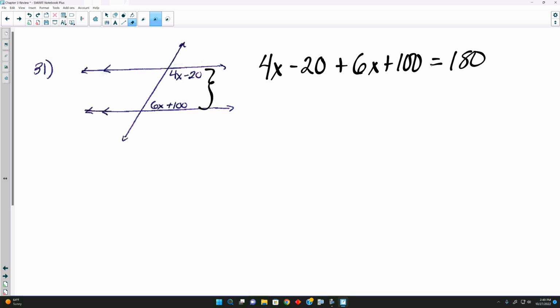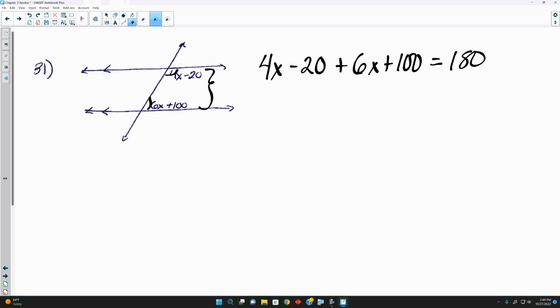Because if these two angles are not alternate interior, alternate exterior, or corresponding, they have to add together to be 180. How do they look different? Are these two angles on the same side of the transversal, the line cutting it?